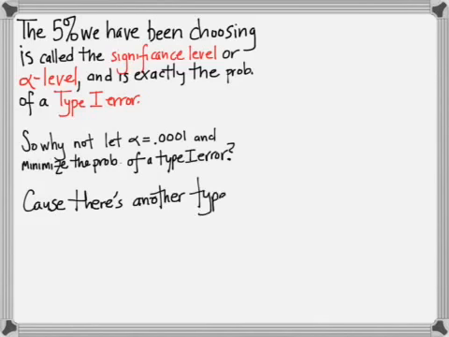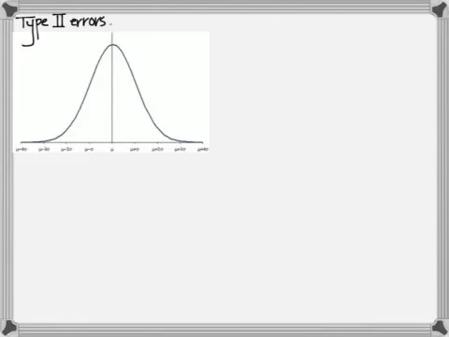There's another type of error. So now this slide can get a little bit hairy here, so I'll try to explain things clearly. We're going to talk about type 2 errors, very creatively named. So here's my null hypothesis. Here's my null hypothesis sampling distribution.